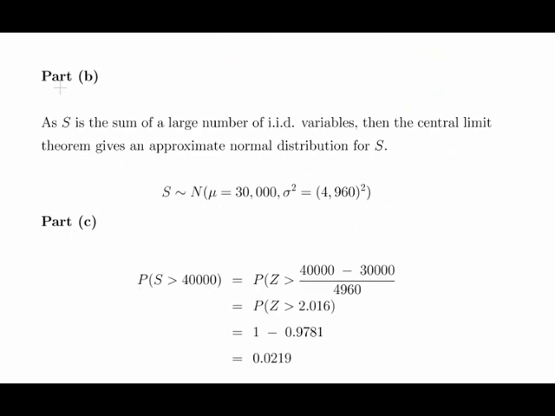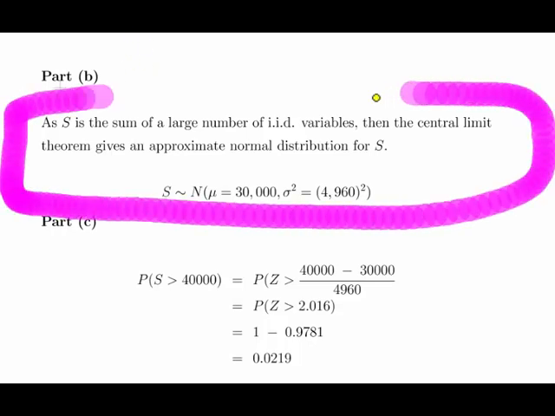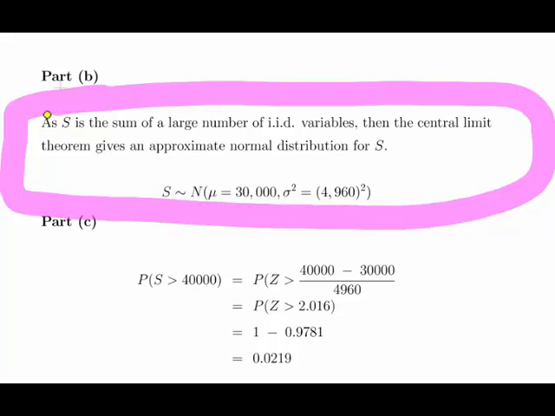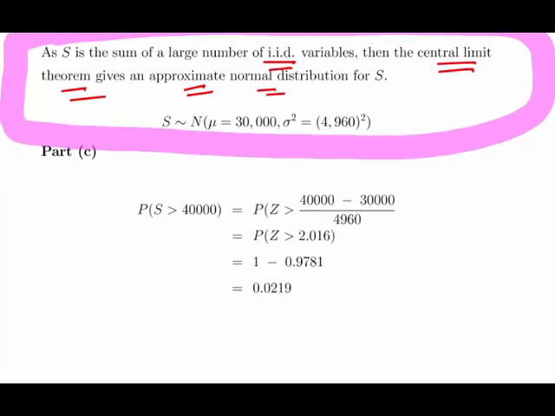Essentially, what we're going to state here is that S is the sum of a large number of IID, identically and independently distributed, variables. The central limit theorem here gives an approximate normal distribution for S. This is really a bit of theory, but remember to spell out something like that. I know in exam situations you're under pressure, but give a full answer like that. Mention the IID, mention the central limit theorem, approximate, normal. All those little keywords add up to full marks. But I do recognize that in an exam situation the pressure can be on.